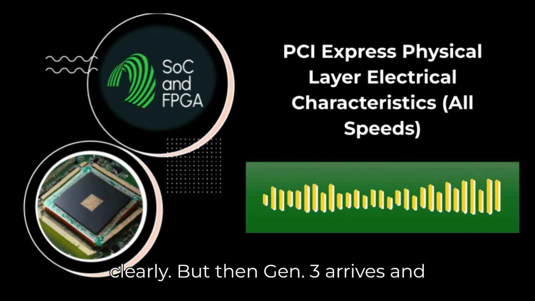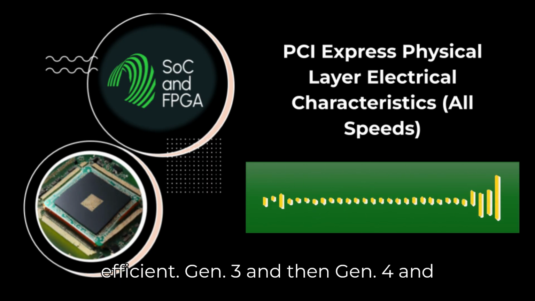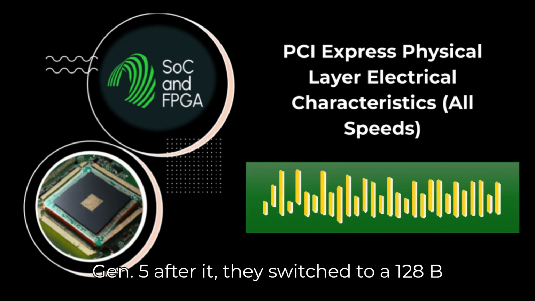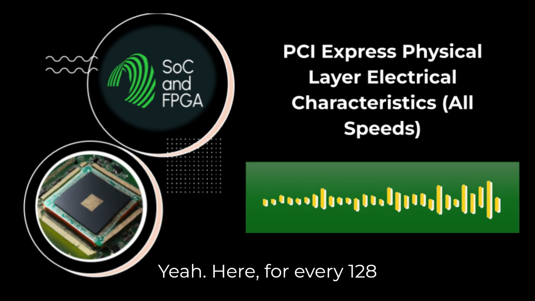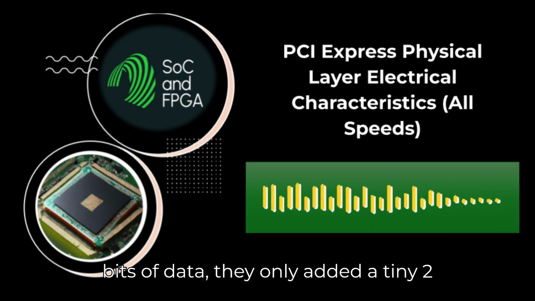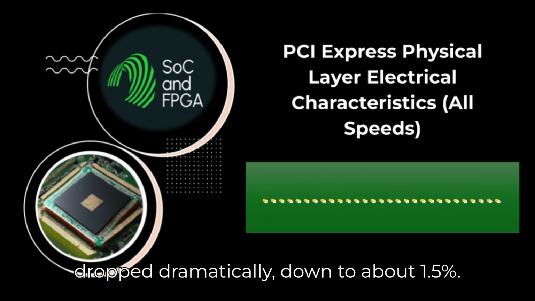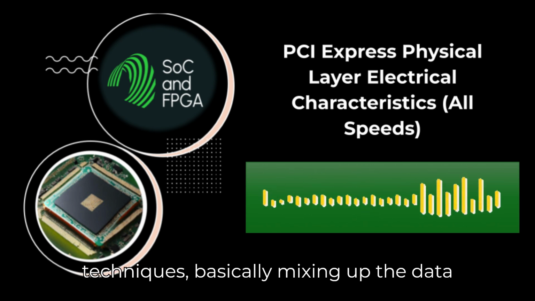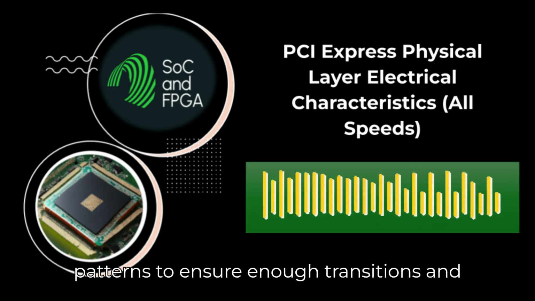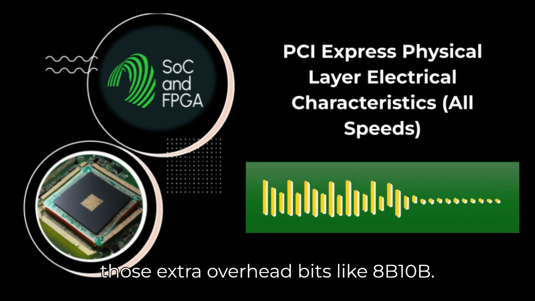But then Gen 3 arrives and things get way more efficient. Way more efficient. Gen 3, and then Gen 4 and Gen 5 after it, switched to a 128B130B encoding. Okay, different numbers. Here, for every 128 bits of data, they only added a tiny 2-bit header for synchronization. Overhead dropped dramatically, down to about 1.5%. Wow, that's a huge difference. It is. And they also brought in data scrambling techniques, basically mixing up the data patterns to ensure enough transitions and keep that DC balance without needing all those extra overhead bits like 8B10B.